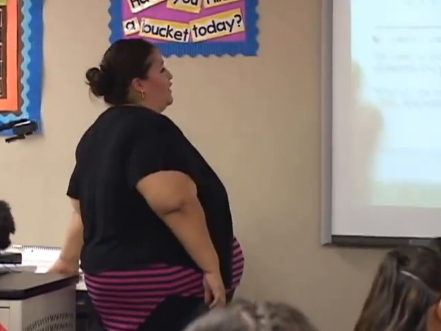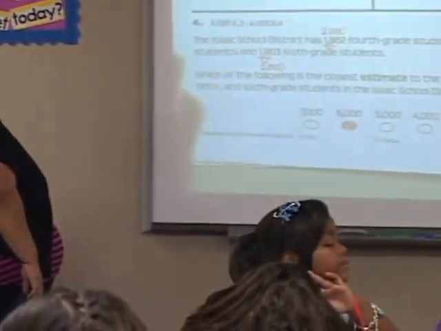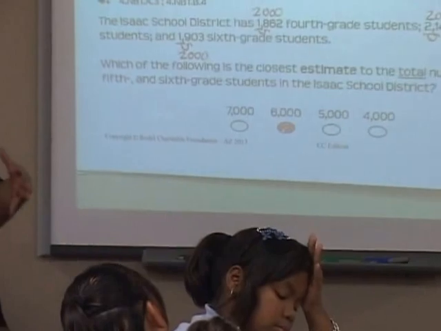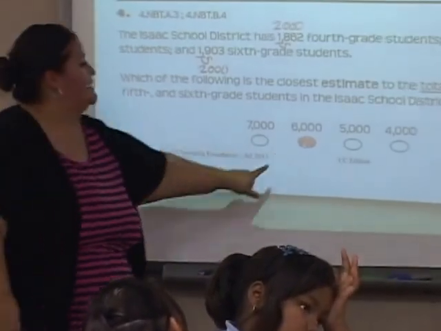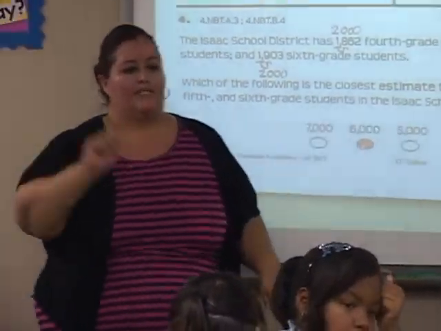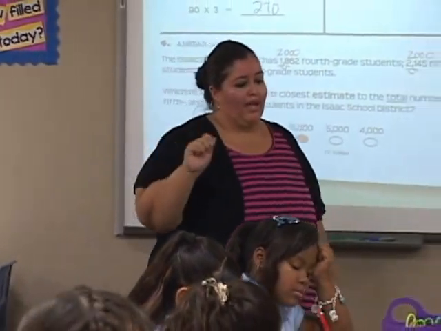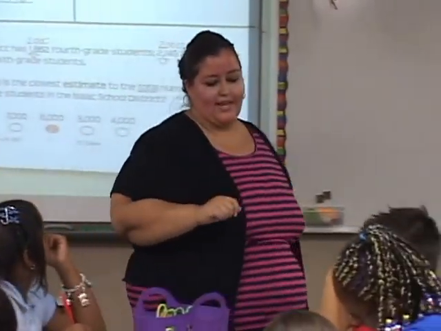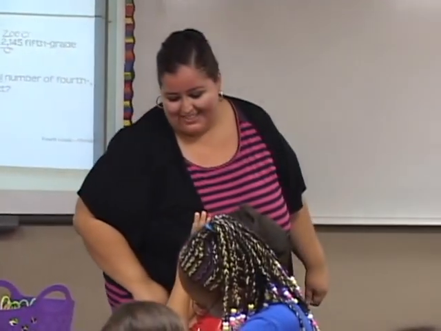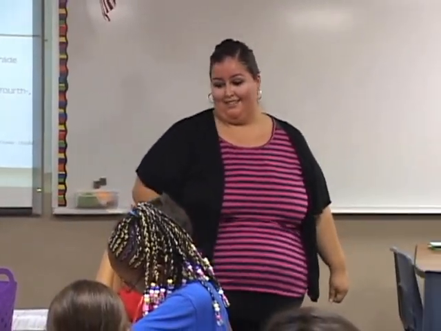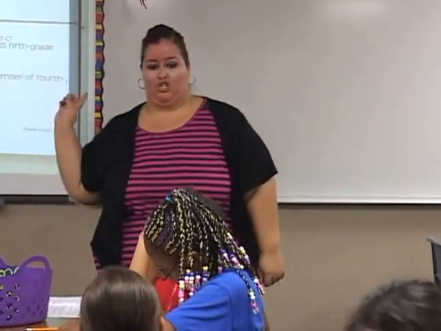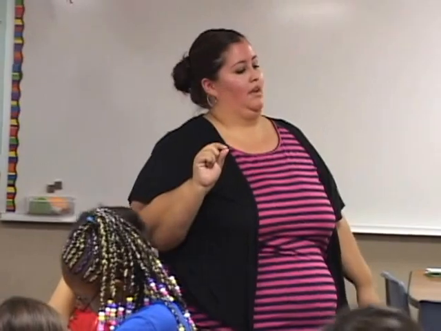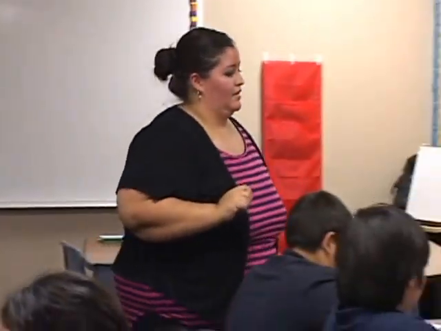For number 4, we were rounding to get an estimate. The correct answer is 6,000. Put a C under it. Or go ahead and circle the correct answer, cross out the incorrect answer. Good job.